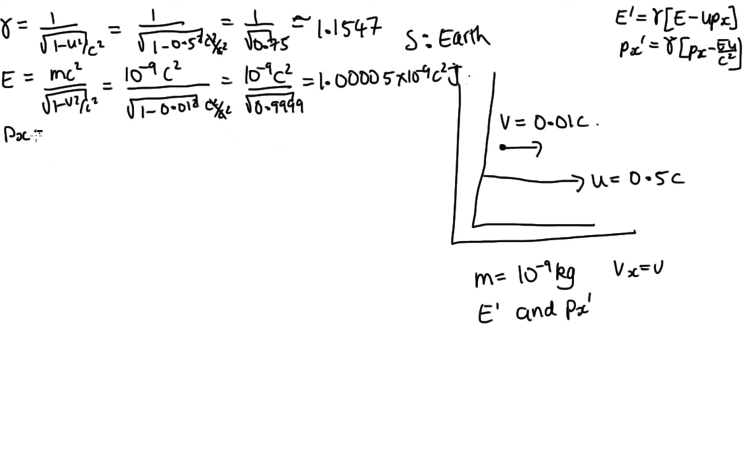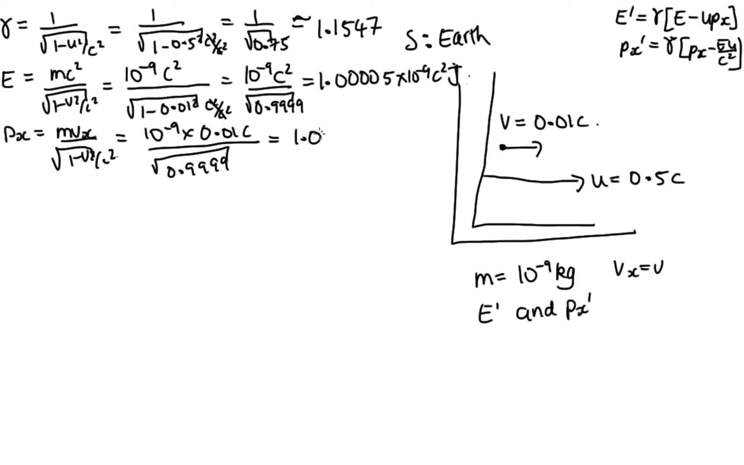Now calculating px. Px is equal to m vx over the square root of 1 minus v squared on c squared. Now vx is equal to v because the micrometeorite is moving in the x direction. So we can write this as 10 to the minus 9 times vx, which is v, 0.01c, over, we've got the same denominator here, 0.9999. Solving that one on the calculator, we get 1.00005 times 10 to the minus 11 c. That'll be kilogram meters per second.